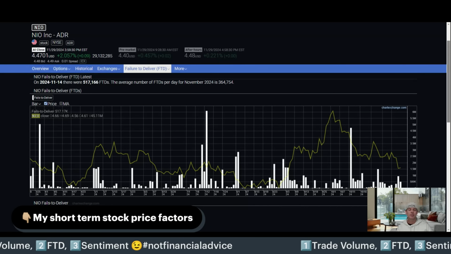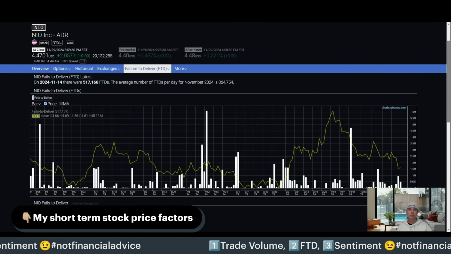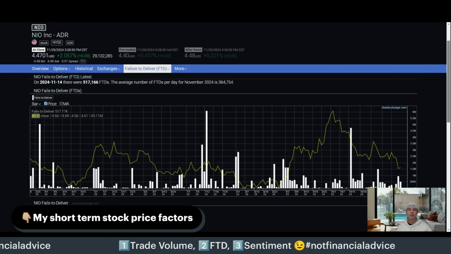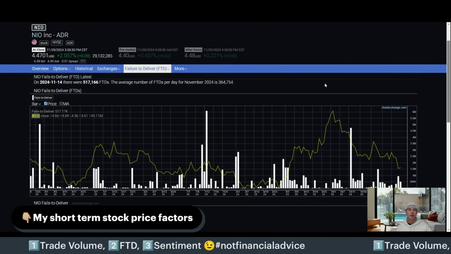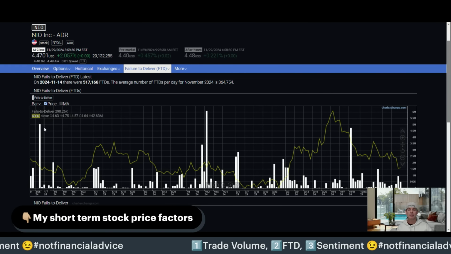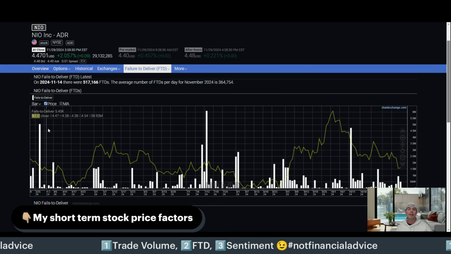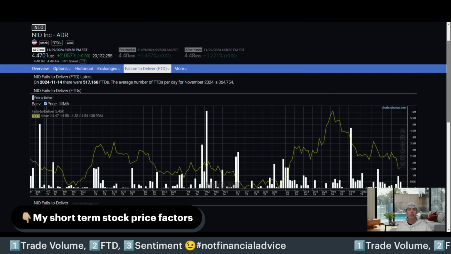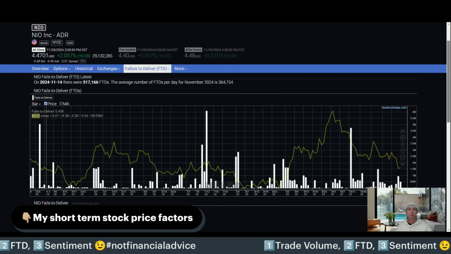So let's go back to this chart. I've zoomed in, and we're going to have a few different times where we'll zoom in on different things with the NIO stock chart. This is the point that I want to make now. We've got three elevated spikes on the FTDs. The FTDs are represented by the white lines. That's when there could have been naked shorting going on that could lead to suppression of stock price.